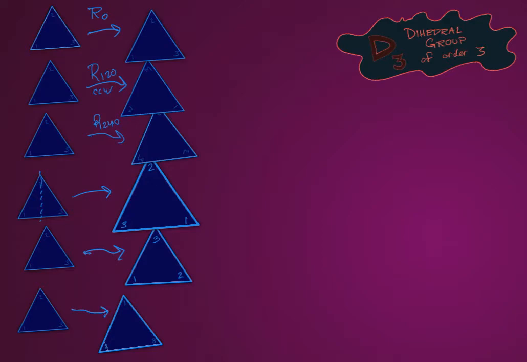Okay, so for the second one, we had this reflection, and we had this for the third. So we'll call these V, D1, and D2, diagonal 1 and diagonal 2. And so the dihedral 3 group, D3, is going to be made up of those 6 elements: the identity, R sub 0, R sub 120, R sub 240, V, D1, and D2.